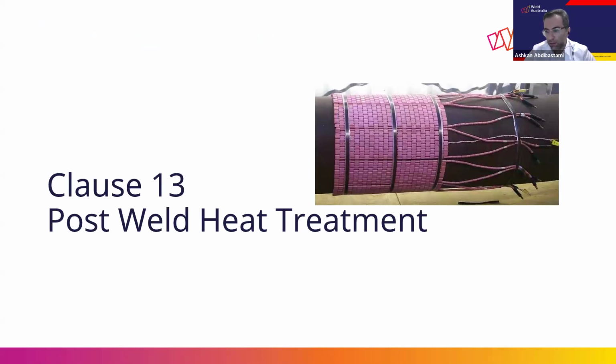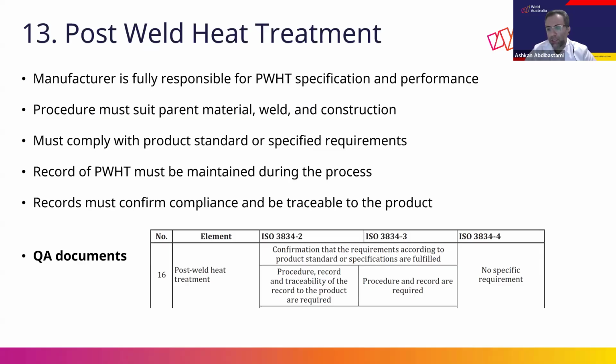Post-weld heat treatment, clause 13. PWHT is the manufacturer's responsibility in terms of the specification and performance, and the procedure must suit the parent material, the weld, and the construction. So it has to comply with the relevant product standard or any specified requirements. A record like a PWHT report must be kept during the process, showing compliance and ensuring traceability to the specific product.